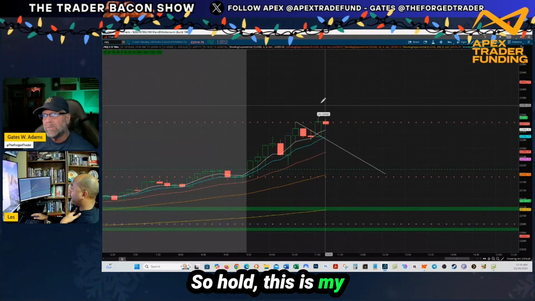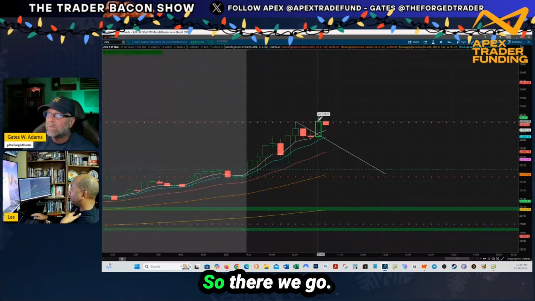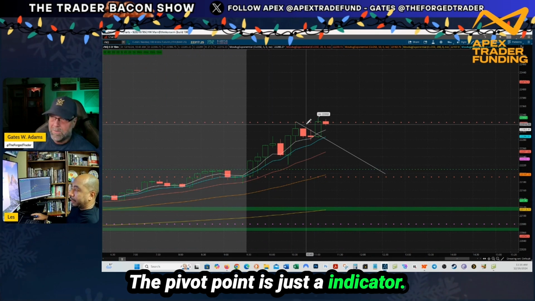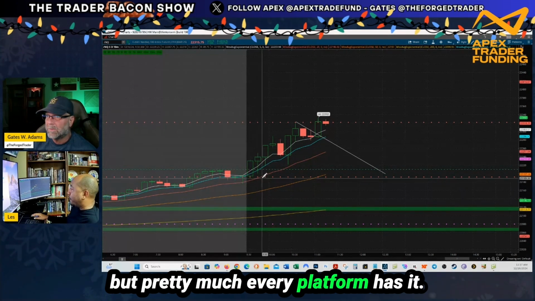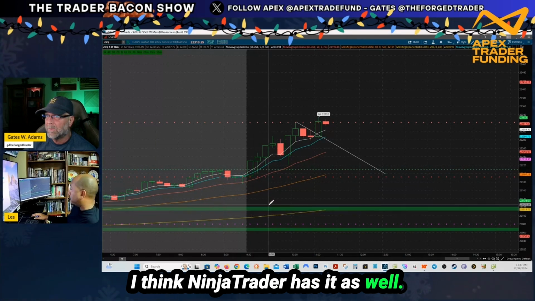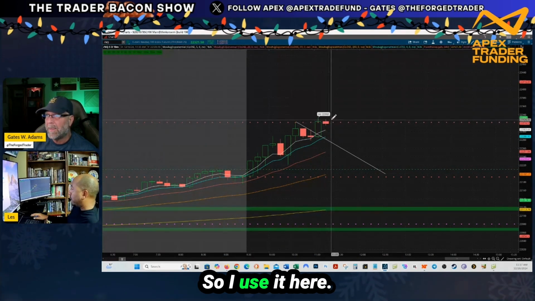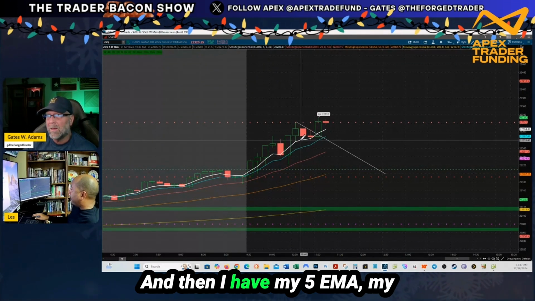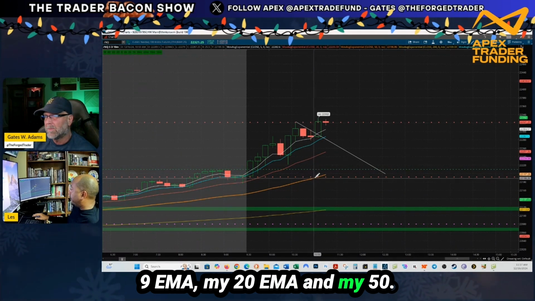All right. So this is my Benzinga Thinkorswim chart. Remember what I told you earlier? Our target was the pivot point again. So there we go. The pivot point is just an indicator. I use it as is on my Thinkorswim chart, but pretty much every platform has it. I think NinjaTrader has it as well. But on my NinjaTrader chart, I just like using the EMAs. Basically, right here, I drew a flag. And then I have my 5 EMA, my 9 EMA, my 20 EMA, and my 50.